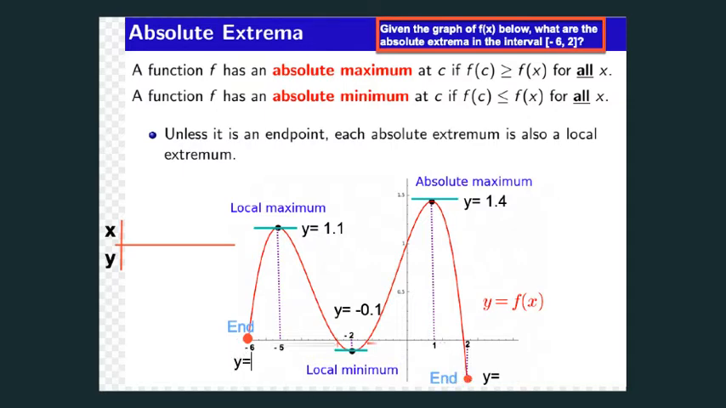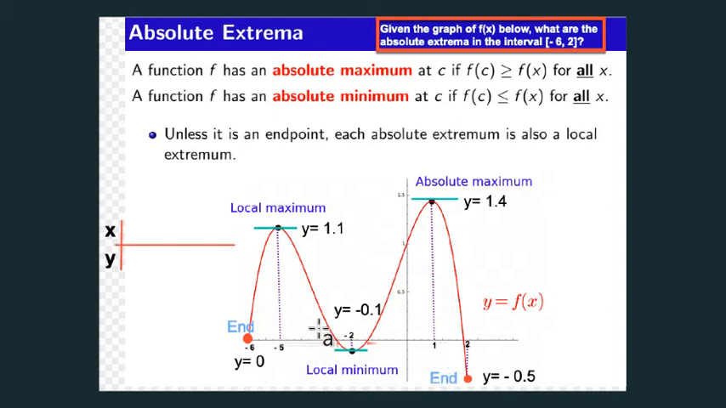So the endpoint over here at -6 is 0. And the endpoint over here looks like it's about negative 0.5. So what I need to do now that I've gotten all those values, I've got a y value here of 0, a y value here of 1.1, a y value here of -0.1, a y value here of 1.4, a y value here of -0.5. All I'm looking for is the highest y value and the lowest y value.